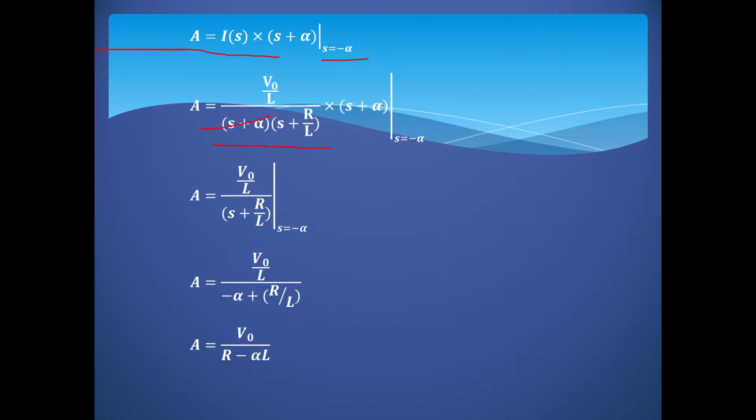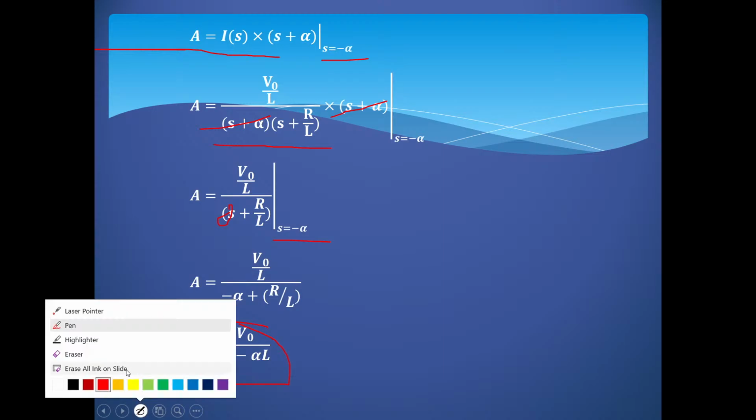Now from this, what can I do? s plus alpha cancels. What is left over? V naught by L by s plus R by L at s equal to minus alpha. Now substitute s equal to minus alpha. So you will get V naught by L by minus alpha plus R by L. Now rearrange the terms. What do you get? V naught by R minus alpha L, because alpha is minus. So this is my A.